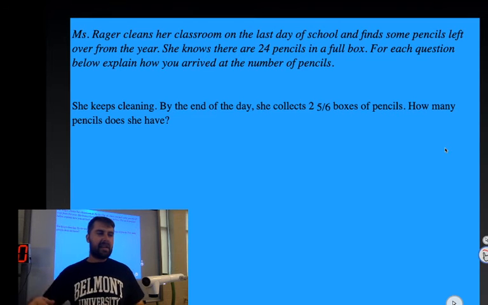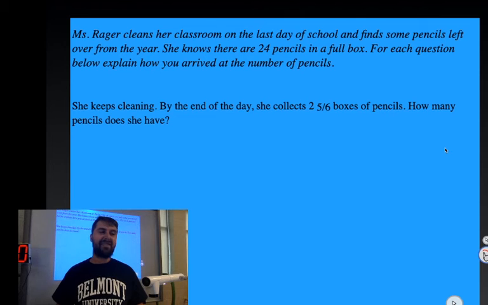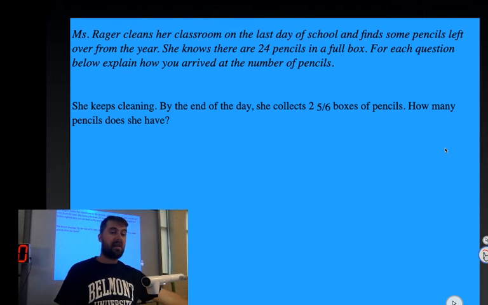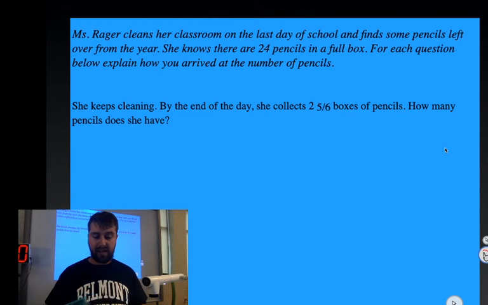Miss Reger keeps cleaning, and by the end of the day, she collects 2 5/6 boxes of pencils. How many pencils does she have total? Well, I know now she has 2 whole boxes and then some fractions. But I don't want to know how many boxes. I want to know how many pencils.